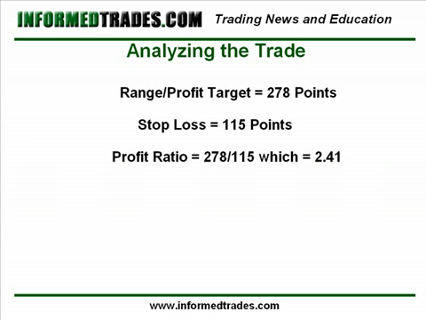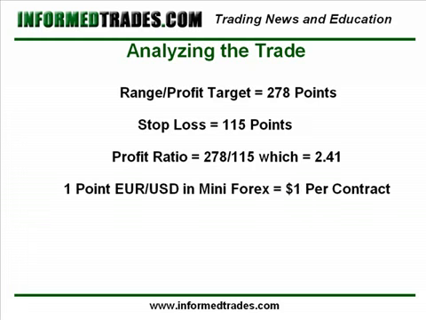So this is a good thing from a profit ratio standpoint because we're over 2 here. We have a chance to earn a lot more on this trade, more than double what we're going to lose. Not including slippage and commission, which we'll just leave out for simplicity's sake right now. The 1 point move on the euro-dollar mini forex contract is $1 per contract. Okay, so at 115 points, the stop loss in dollars per contract would be $115.